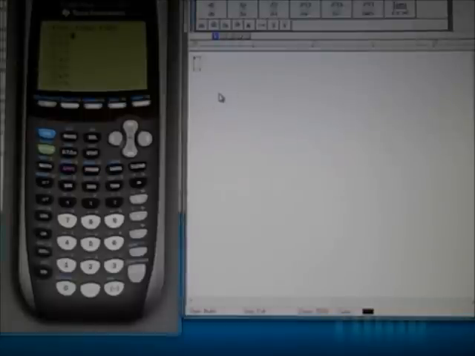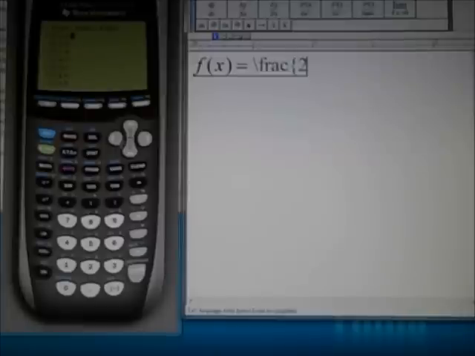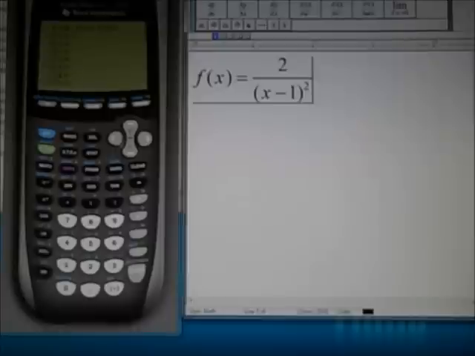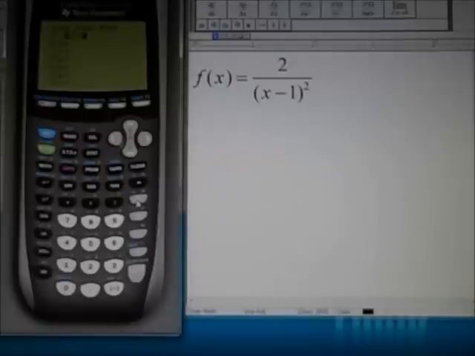So the first one that we're going to look at is we're going to try to find the asymptotes of f of x is equal to 2 divided by, make sure I type this in right, x minus 1 squared. So here's my function. F of x is 2 over x minus 1 squared. And I want to know, are there any asymptotes? So let's go up to our calculator and type this in. So 2 divided by x minus 1 squared.